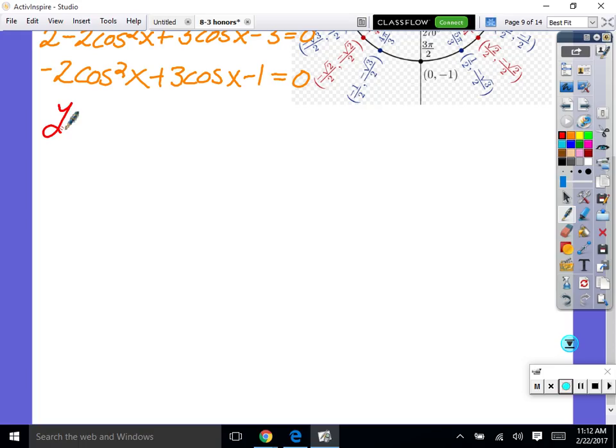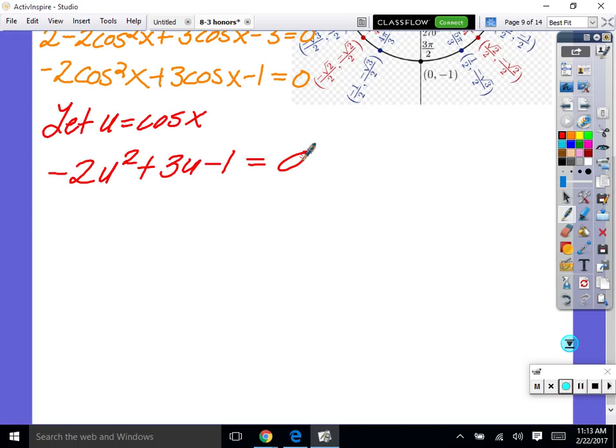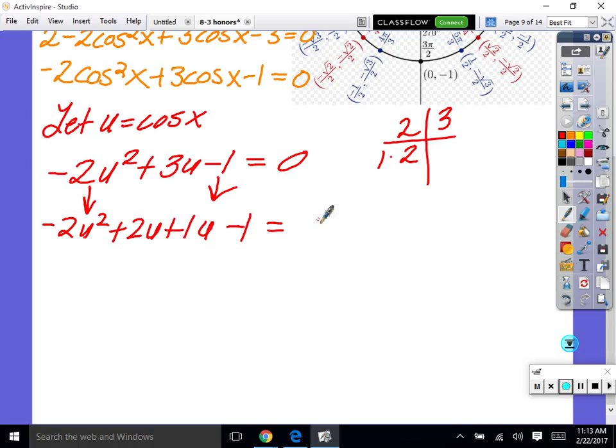Let u equal cosine of x, so that means we have negative 2u squared plus 3u minus 1 equals 0. Let's solve this one by factoring. What multiplies to be negative 2 times negative 1, which is positive 2, and adds to be 3? 1 times 2. Yep, that's right. So we break it up: negative 2u squared plus 2u plus 1u minus 1 equals 0. Factor by grouping.